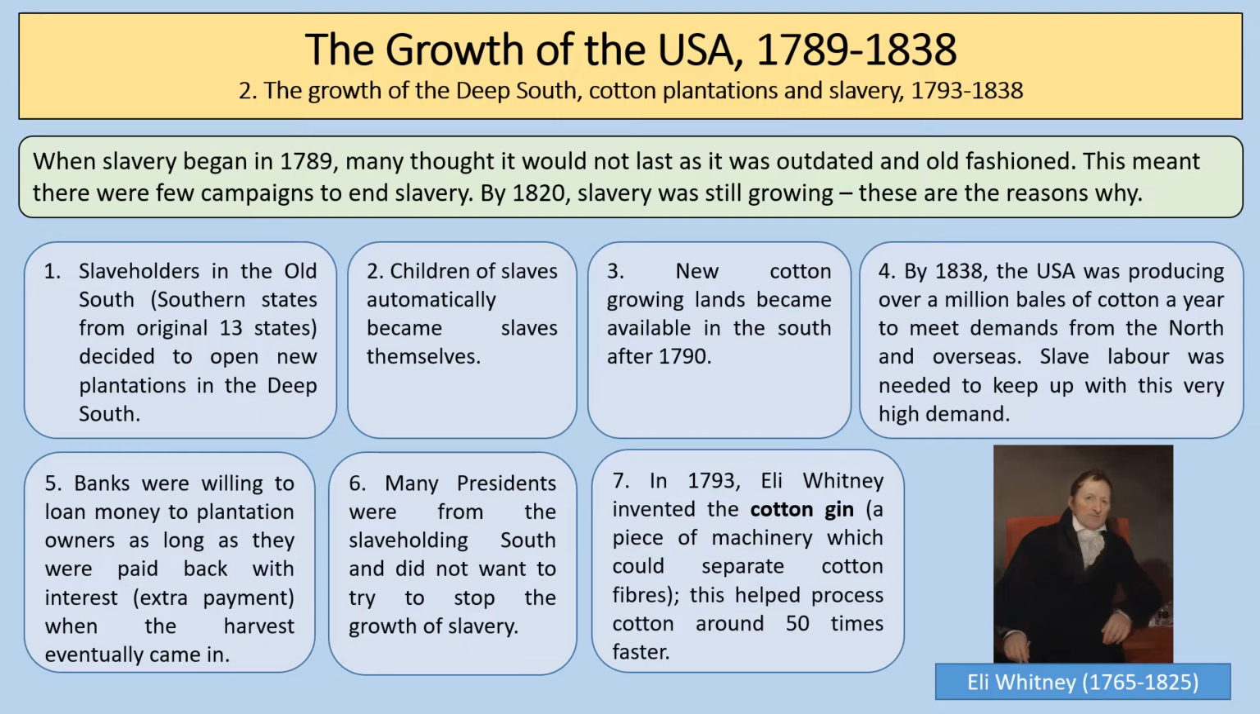And then the seventh factor is that in 1793, Eli Whitney invented what was called the cotton gin, which was a piece of machinery which could separate cotton fibres. And this was a really, really important event. We're going to look at this in a bit more detail, but it helped process cotton around 50 times faster than it had been done before.